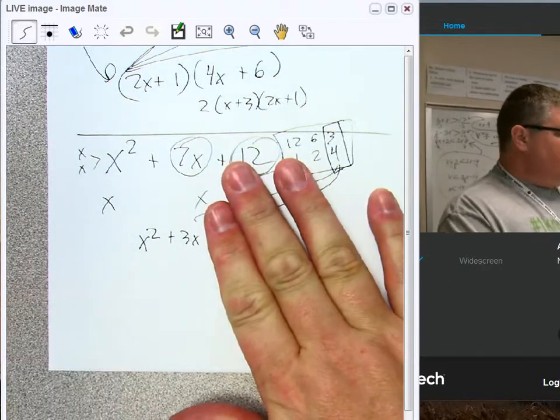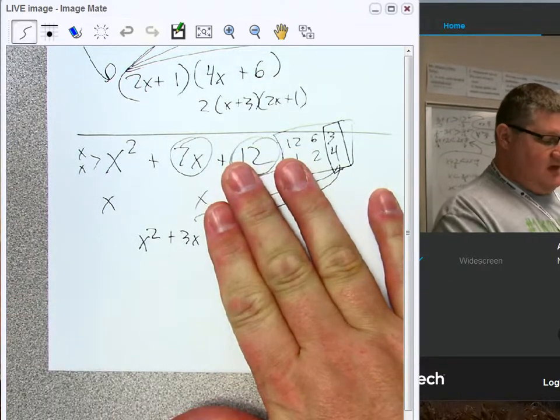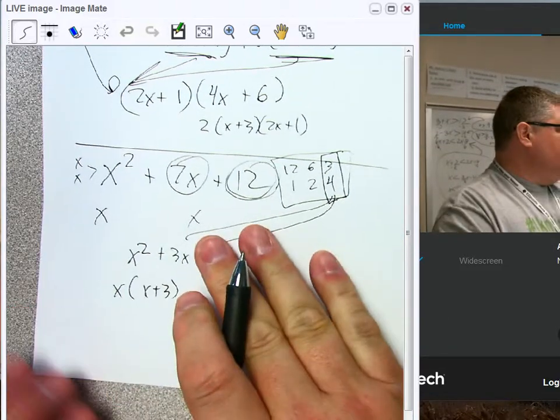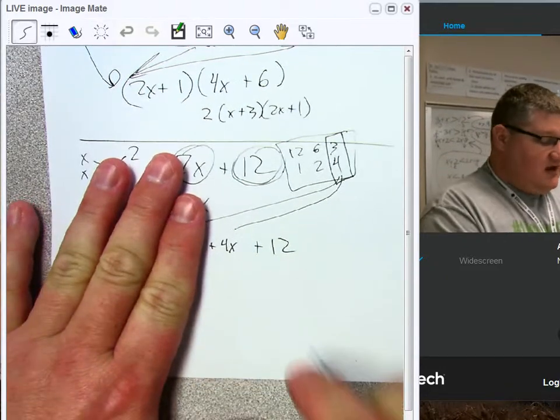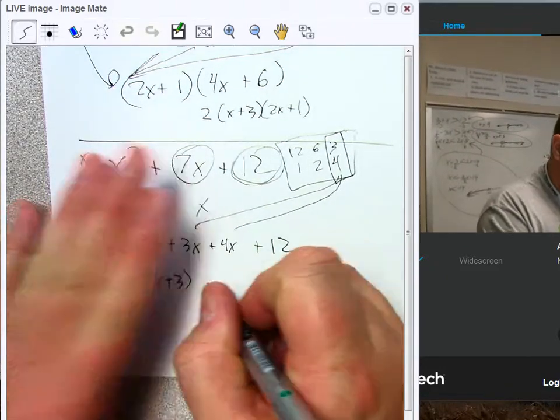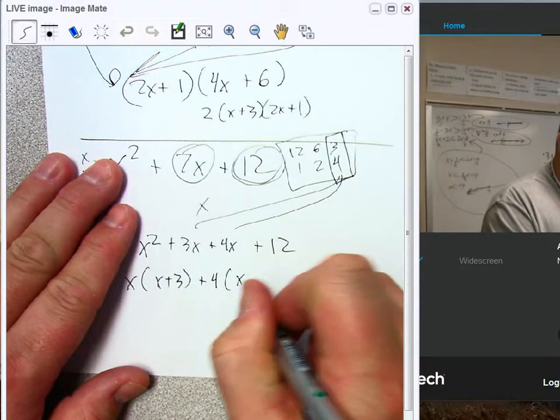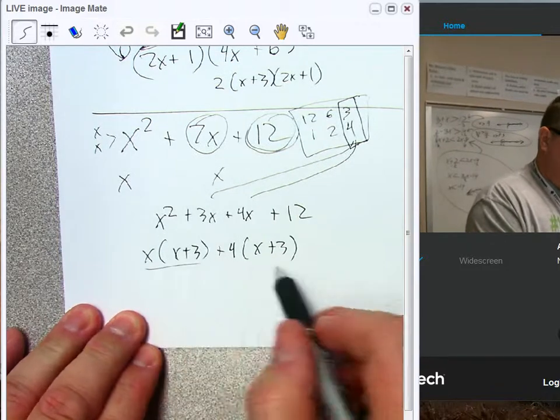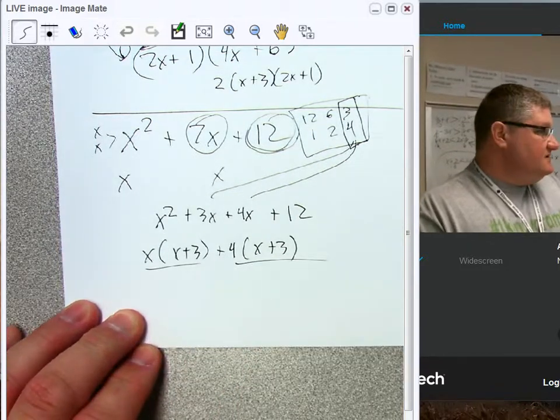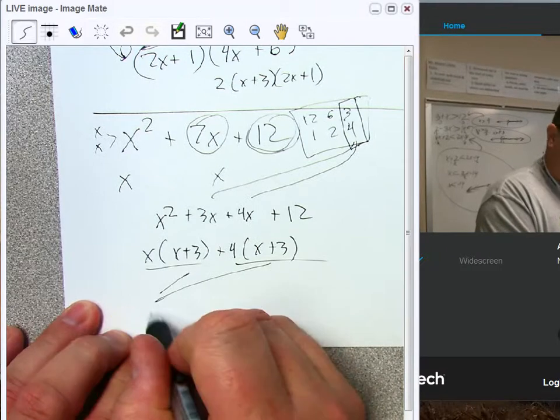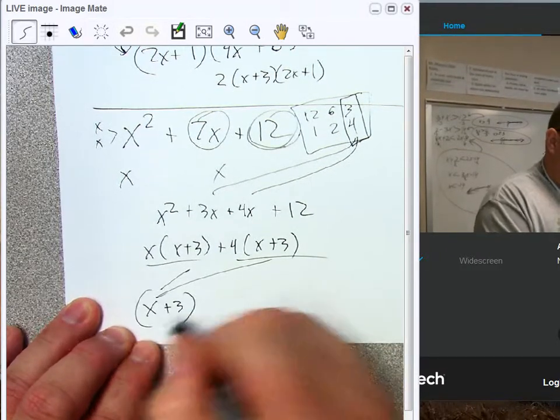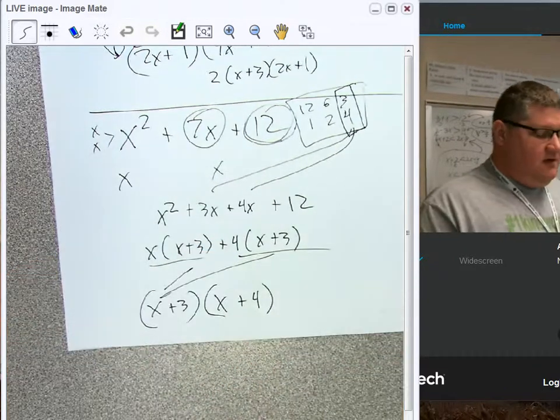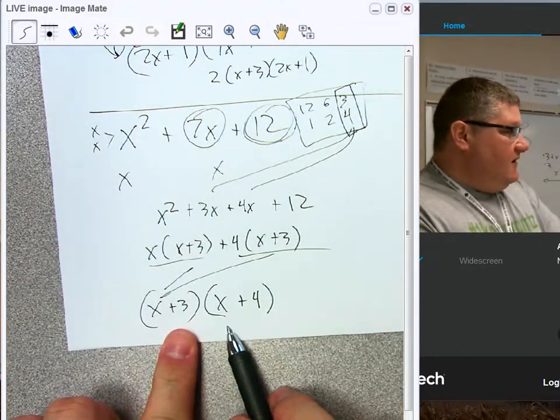Now, let's look at these two. What's common? x. So let's take an x out, leaves x plus 3. Do you agree? Let's go over here. What's in common with those two? 4. Okay. So 4 leaves x plus 3. Do you agree? So what can come out of this part and that part? x plus 3. X plus 3 leaves what in here? x and a plus 4. So it factors it out.